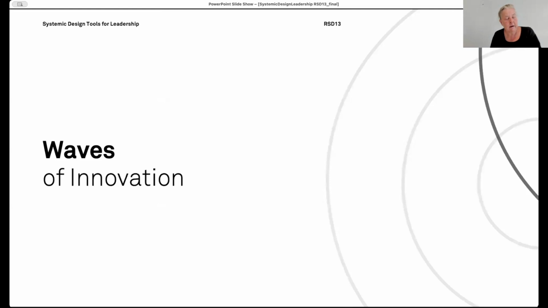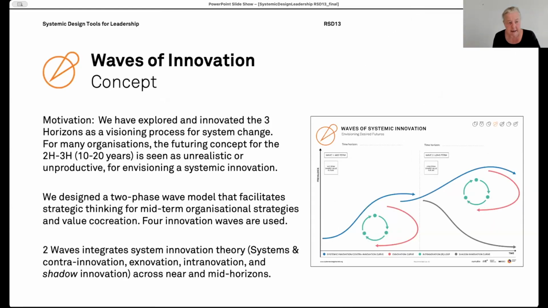Okay, so the next one we explored is what we call the waves of innovation. It's basically inspired by the Three Horizons, but we find that the Three Horizons is quite difficult for entrepreneurs and managers to understand, because they normally don't think that long. They don't think over a period of 20 years, but more like 3 to 7 years. So we made another version of the Three Horizons, which we call the waves of innovation, where we take two waves, a mid-term wave and a long-term wave. Mid-term could be like 2 to 3 years, and the longer term, 5 to 7 years.